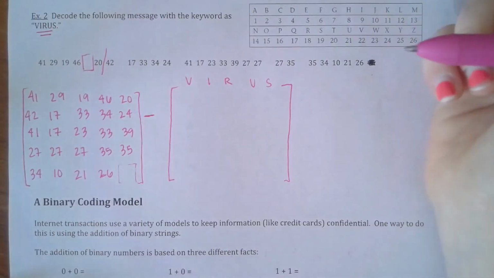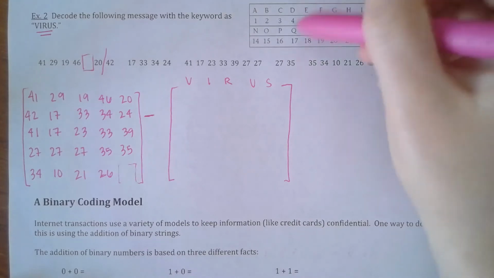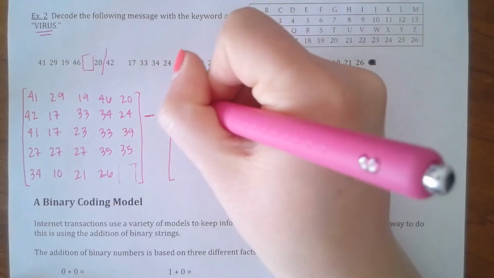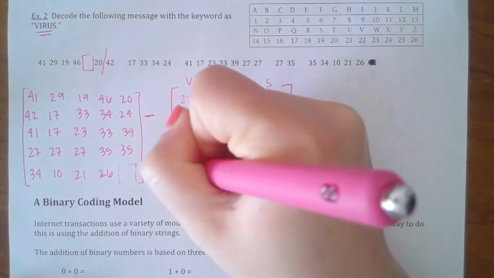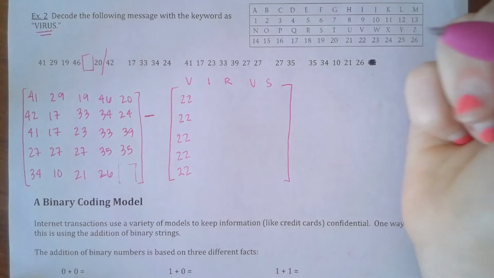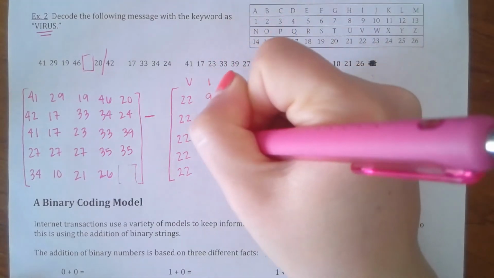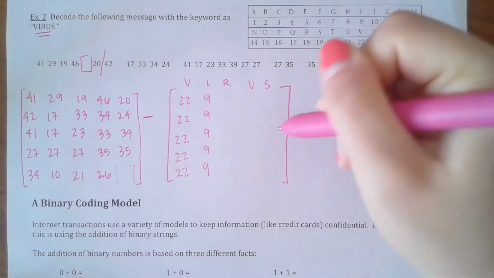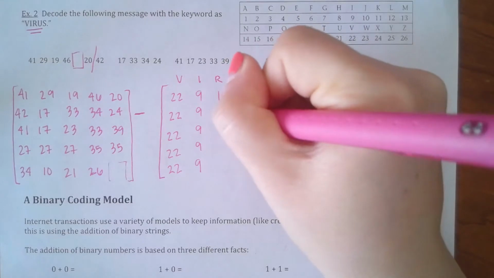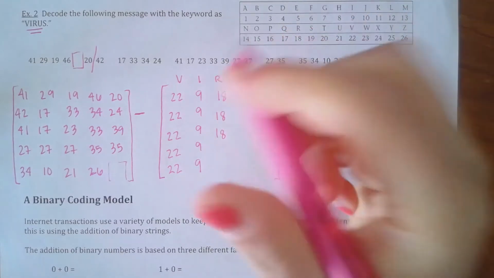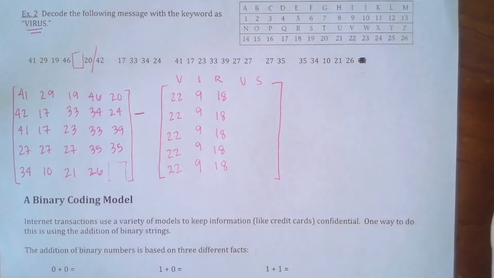But we're going to subtract off our keyword, which is, again, virus here. And we use our chart here in the corner to help us with that. So V is 22, so we'll continue that down as many rows as we need. I is 9. Same thing, and again, this ends up being a 5 by 5 again, but it doesn't have to be. It could be like a 6 by 5 or a 4 by 5. It's just as many as you need to continue with your message.